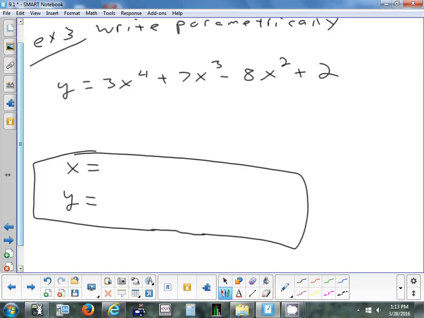Okay, how could I write that parametrically? What would be my first equation? Just let x equal t. And how about my second equation? Change all the letters to t's. Yeah, just change the letters to t's, and again, it's a cheap way to make something parametric. But technically, it counts.